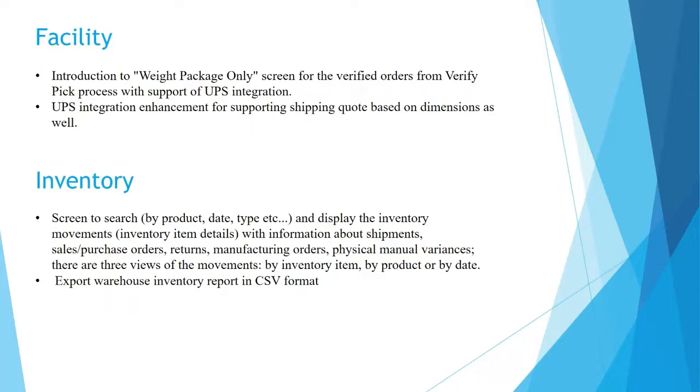Inventory. Screen to search by product, date, type, or etc. and display the inventory movement, inventory item details, and information about shipments, sales, purchase orders, returns, manufacturing orders, physical manual variances. There are views of the movement by inventory item, by product, or by date. Export warehouse inventory reports in CSV format.